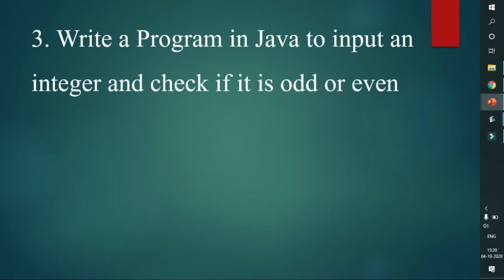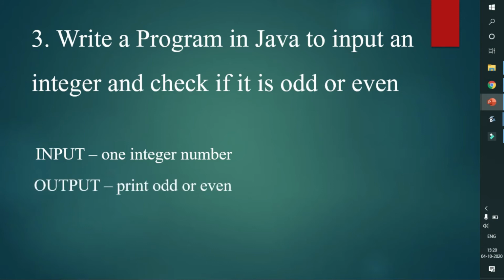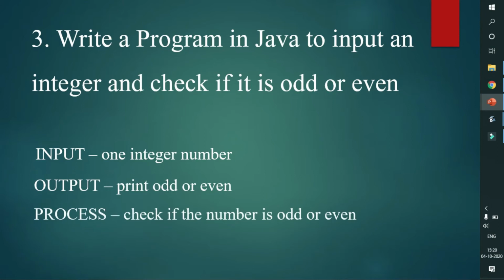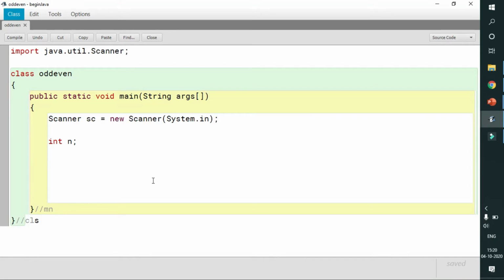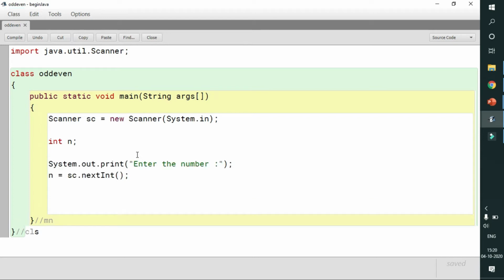Write a program in Java to input an integer and check if it is odd or even. So here for input, we need only one integer number, and for output, we have to print whether the number is odd or even. So the process is to check if the number is odd or even. To do the program, we have created the class odd even, again using scanner class to input. So here we need only one input, so I have declared just one variable, integer. So int n. Now we have to input the variable. So using the function nextInt, we are inputting the variable.